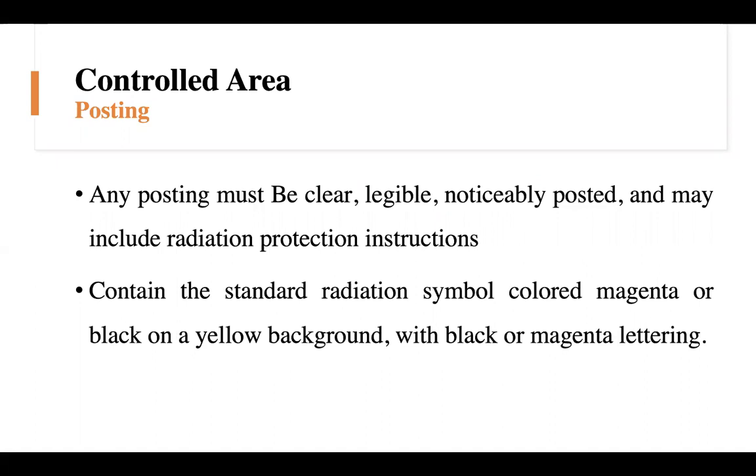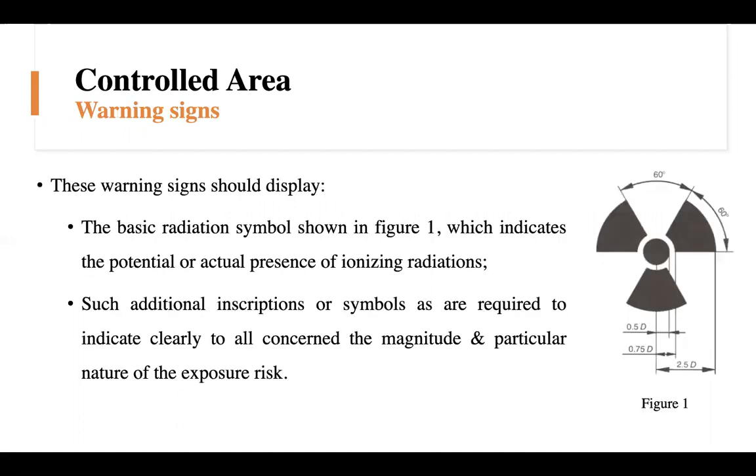They contain the standard radiation symbol, colored. The black one is the famous one. Magenta is used in America, I think, but both of them are used with the yellow background. This is the main warning sign. It should include this radiation symbol, with such additional inscription or symbol as are required to indicate clearly to all concerned the magnitude and particular nature of the exposure risk.